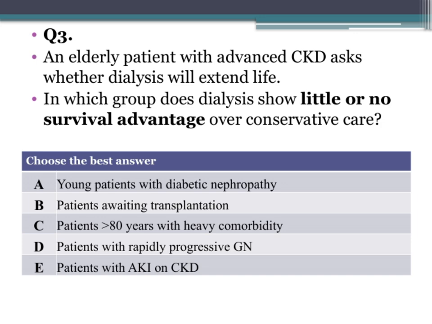This highlights a critical point in our overall discussion, that treatment should be personalized. It's not always about doing more, but about understanding what truly benefits the patient. Sometimes, conservative management might be a more appropriate choice, especially when the potential survival benefit of dialysis is minimal. So, identifying these patient groups helps us make more informed, compassionate decisions about care plans, ensuring that we're aligning treatment with the patient's overall health status and goals.